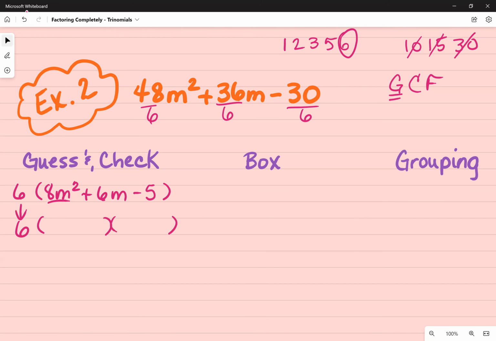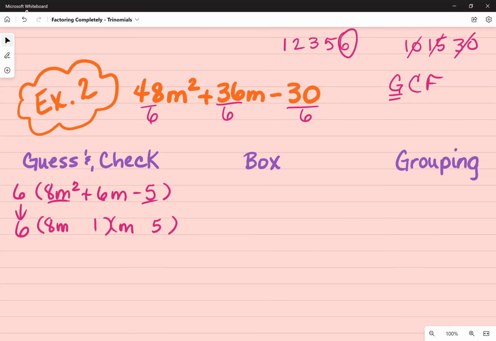Now, I could try to do 8m. Well, it's guess and check, so let's just guess and check. So that's a factor. 8 times 1 is going to give me 8m squared, and then what are the factors for negative 5? I could use 5 and 1. Let's try that.